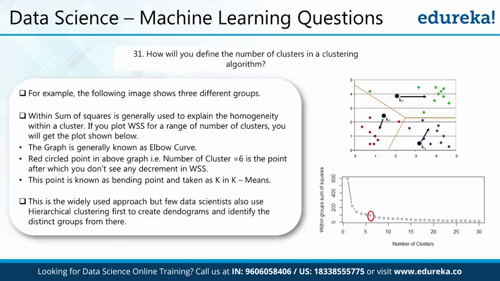You can see here the x-axis is the number of clusters and the y-axis is the within-group sum of squares. At one point you can see there is a sharp dip here, and after this point, which is circled in red, the value almost saturates. So this I can use as the appropriate value of k. So the value of k can be 6 in this case.